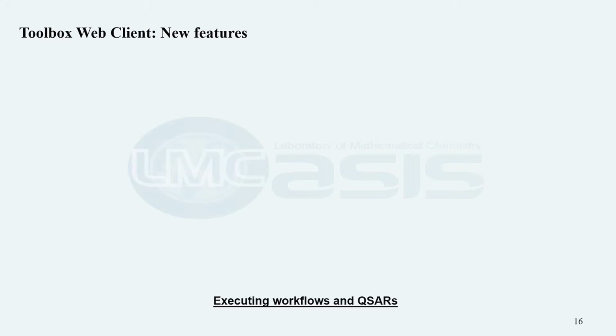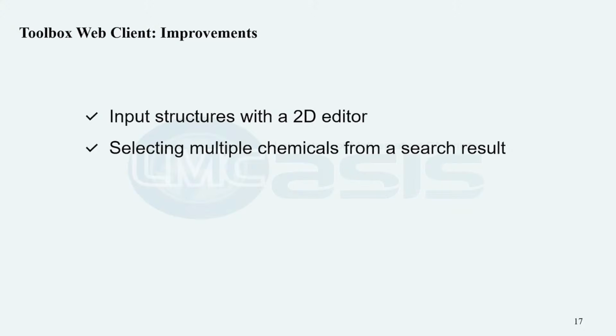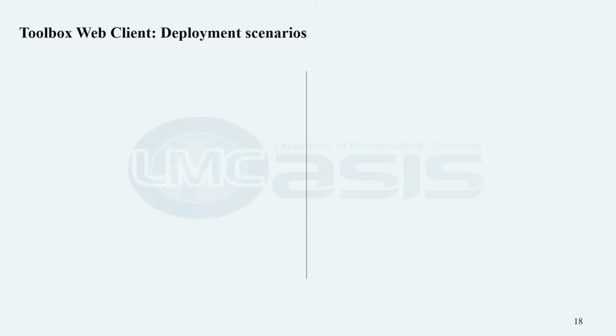The second new feature actually couples two sub-features. This is the ability to fill in data gaps by running QSARs or automated workflows, the same as the ones Darina talked about. I'll show this during my demo. Apart from the new features, version 2 also packs some important improvements, such as the ability to import structures with a 2D editor, selecting multiple chemicals during the inputs, improving the display of data points, richer explain service, and a better export as well.